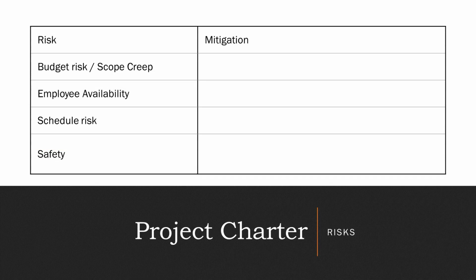A good project charter should also include project risks. List type of risks and propose how to mitigate those risks. For example, budget risk could be mitigated by a contingency fund, and the scope creep could be mitigated by scope management system and change management system. Another example of a risk is employee availability risk, and that could be mitigated by partnering with an HR company.